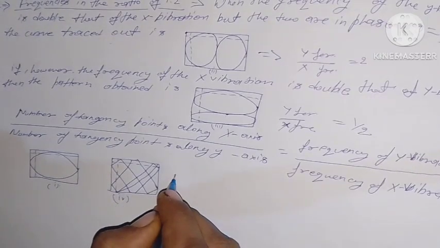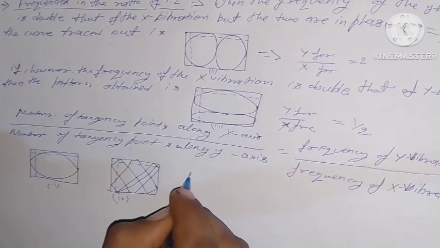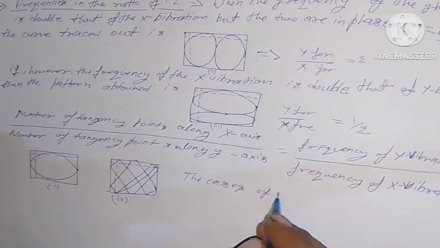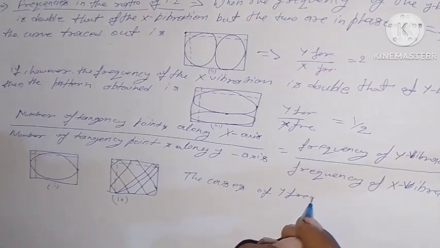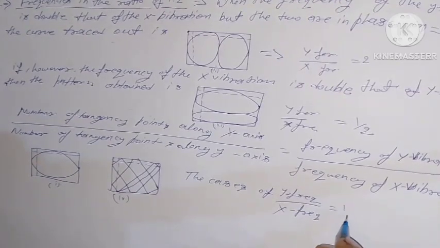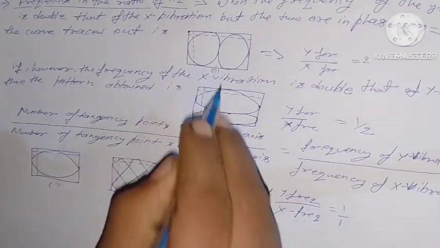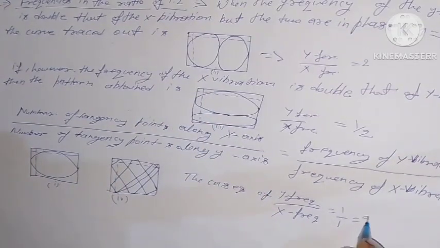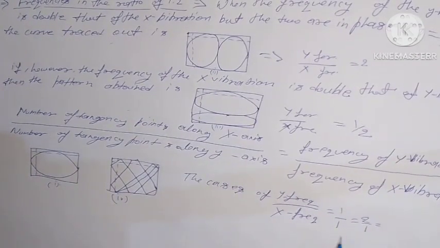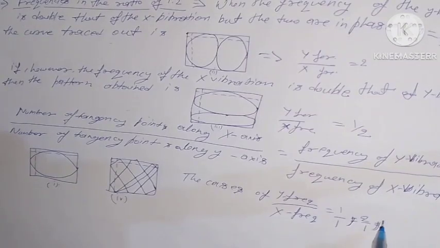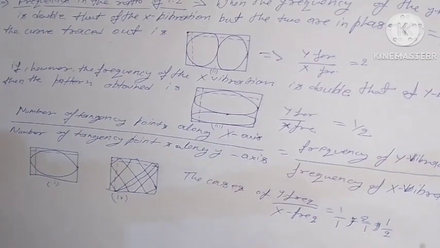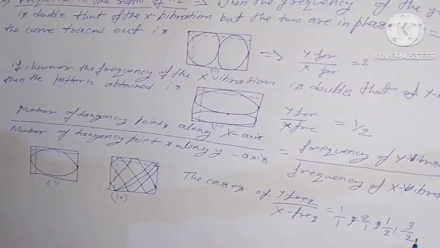And the ratio of y frequency upon x frequency equal to 1:1 in the first figure, 2:1 in the second figure, 1:2 in the third figure, and 3:2 in the fourth figure.